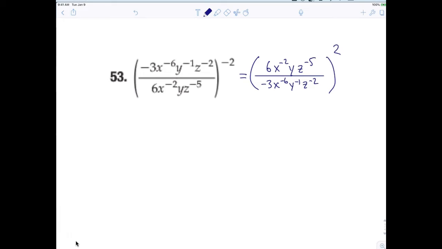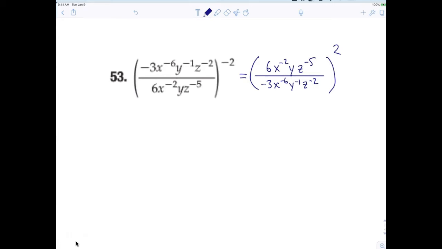Everybody agree with that? I never said that. You're just moving it. That's all we're doing. We're just moving it. Everybody good with this or not?